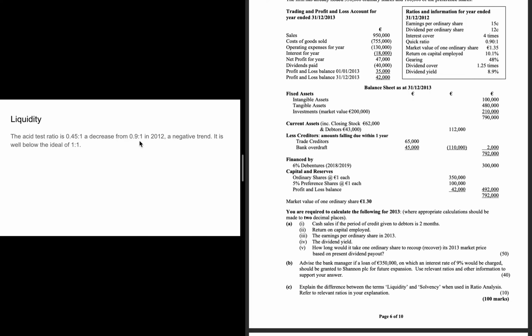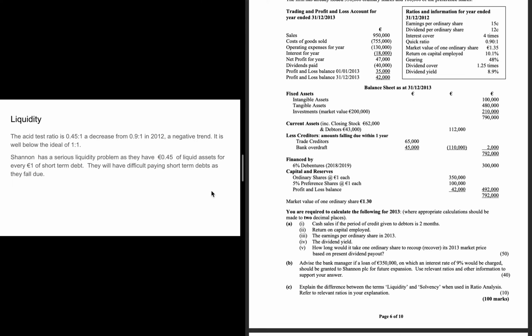Down from 0.9, so they were already in trouble, but now it's a negative trend and it's well below the ideal of 1:1. Usual line about being 45% of liquid assets for every 1 year of short-term debt. They will have difficulty paying the short-term debt as they fall due.